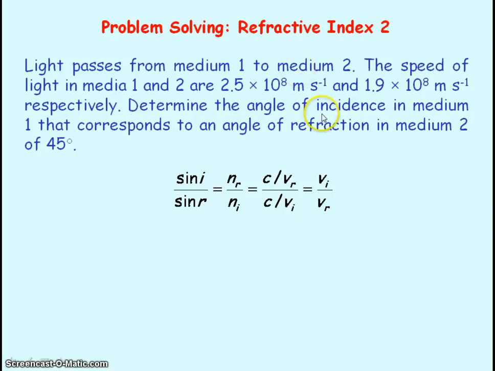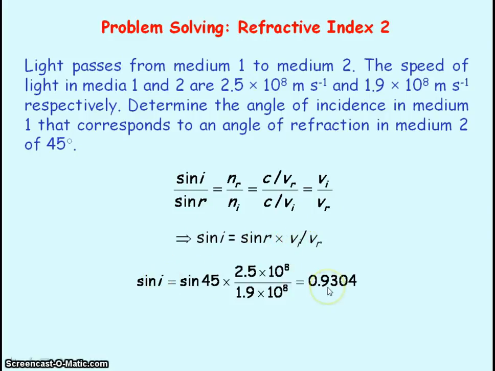And as we need to find the angle of incidence I, we need to rearrange this equation to make sine of I the subject. So sine I will equal the sine of R multiplied by the speed of light in medium 1 divided by the speed of light in medium 2. And if we substitute for angle of refraction and the two speeds, we get sine I equals 0.9304. And so to get the angle of incidence, we do inverse sine, which will give us 68 degrees.